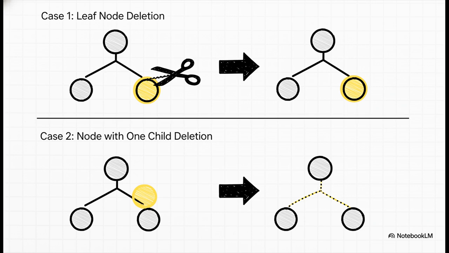The first 2 cases, no problem at all. If the node you want to delete is a leaf with no children, you just snip it off. Done. If it has only one child, you basically just have the parent skip over it and connect directly to the grandchild. In both of those situations, our magic rule for the whole tree stays perfectly fine.